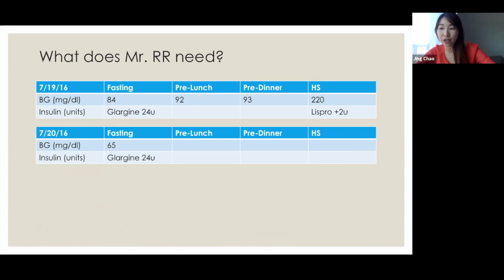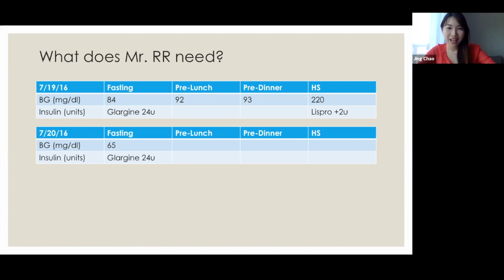As you can see, the blood sugar is tightly controlled all day on the first day until bedtime, when the blood sugar rose from 93 before dinner to 220 at bedtime. He got Lispro 2 units. Well, okay, next morning, fasting hypoglycemia, still given 24 units of Glargine.